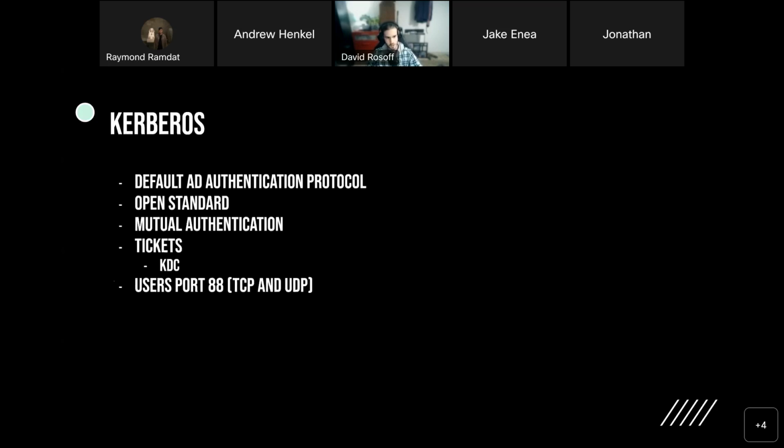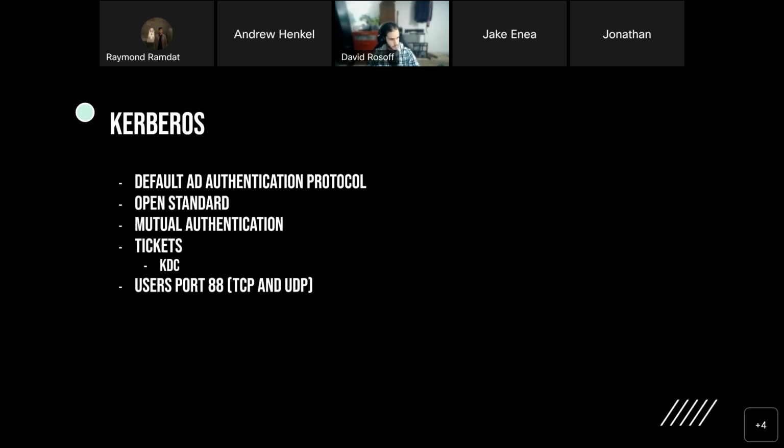So the very first protocol we're going to talk about is Kerberos. Kerberos is the default authentication protocol in Active Directory environments. Originally, the default protocol for authentication was NTLM. That is now a legacy protocol. Kerberos is default now. Kerberos provides what's called mutual authentication, which means both the server and the user have to verify their identity. And Kerberos makes use of a ticket system instead of using passwords. And we'll get into what that means in a minute.